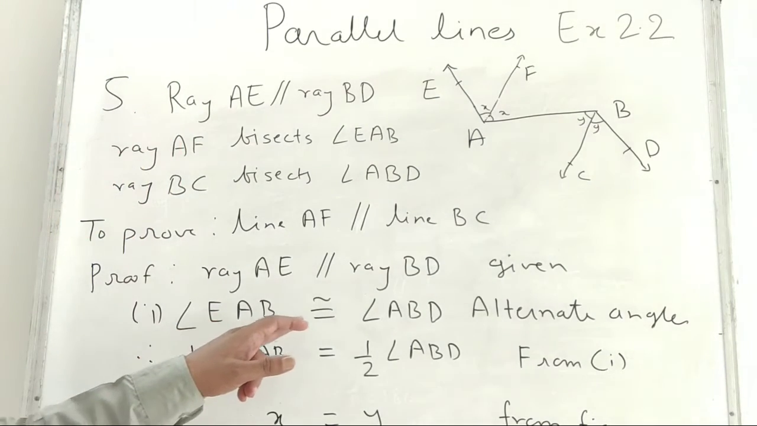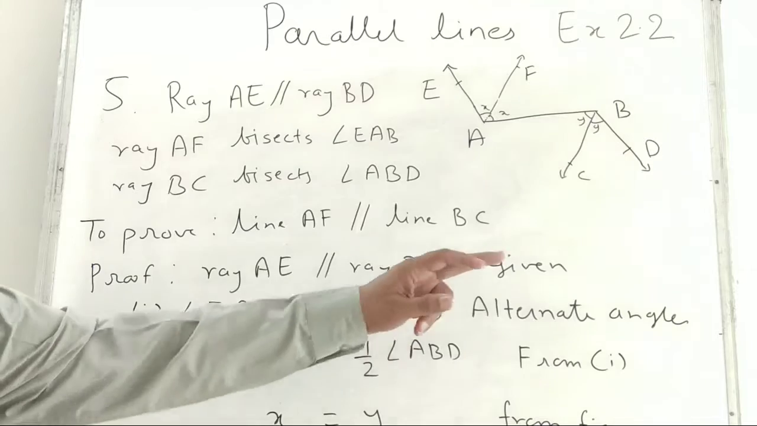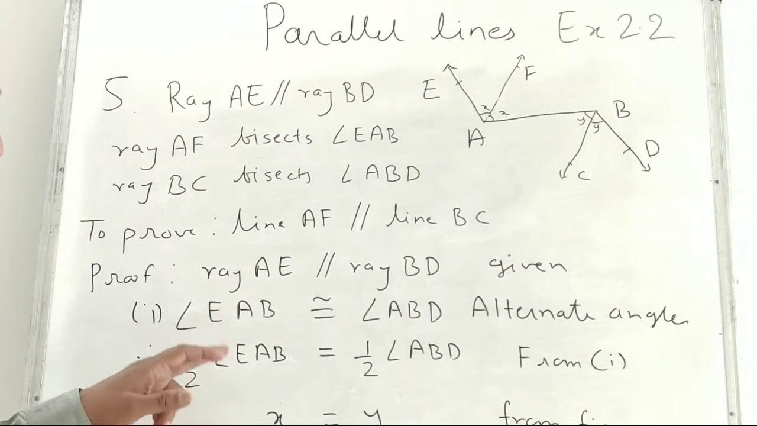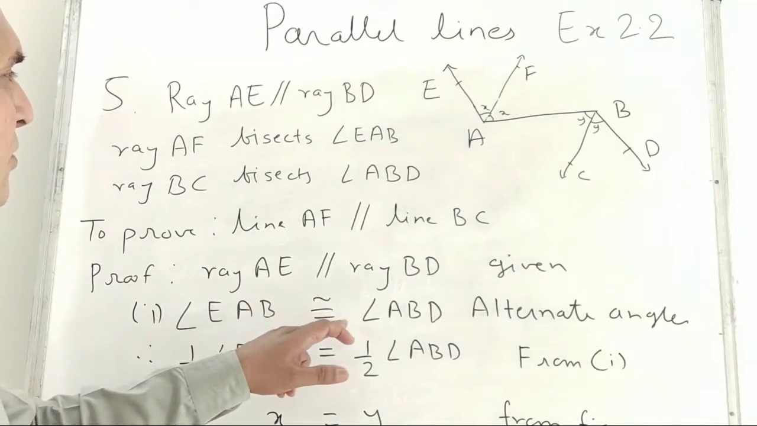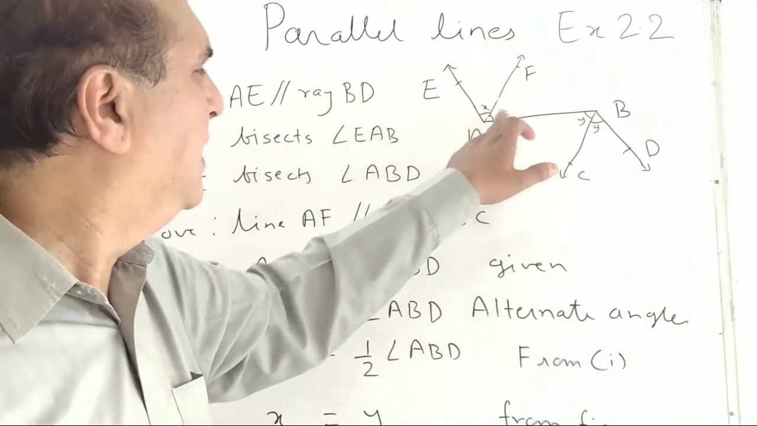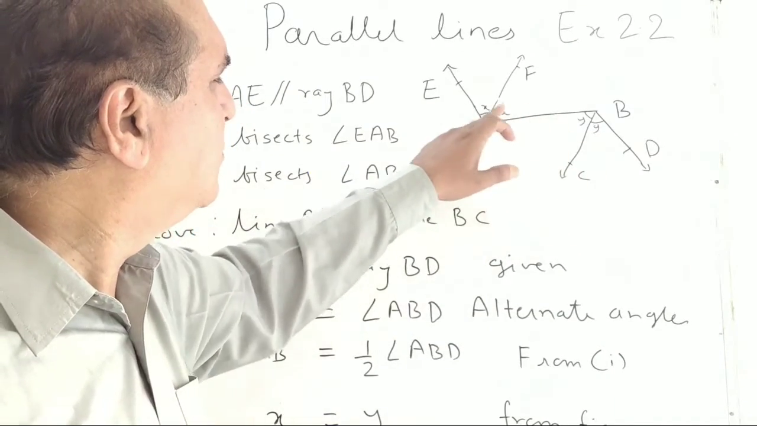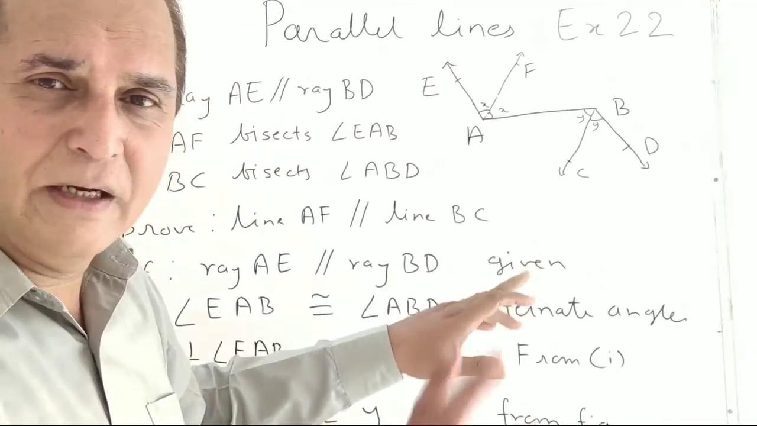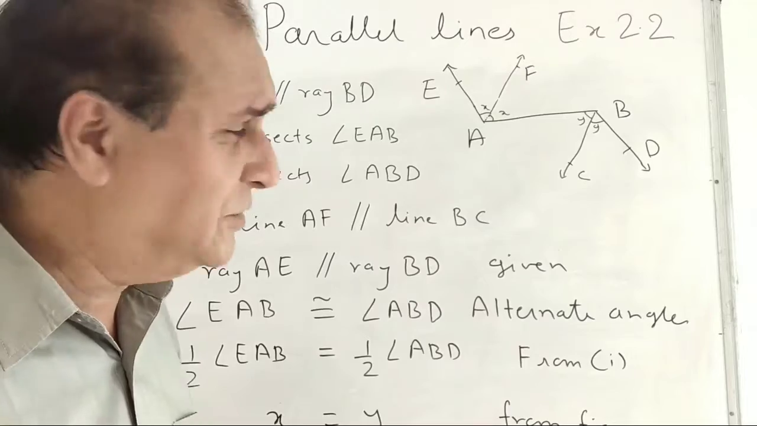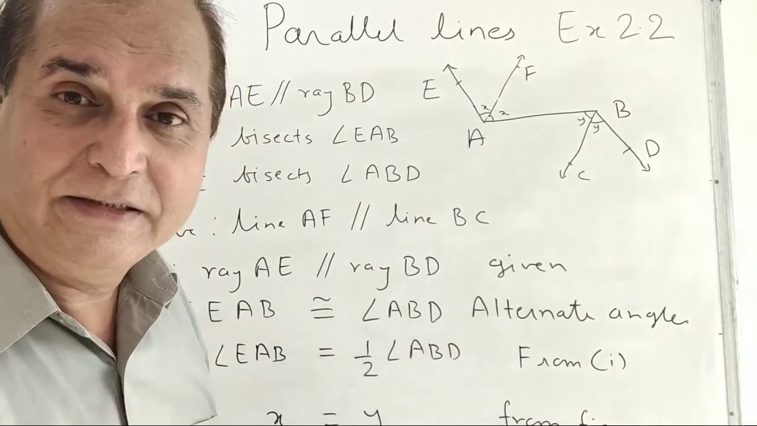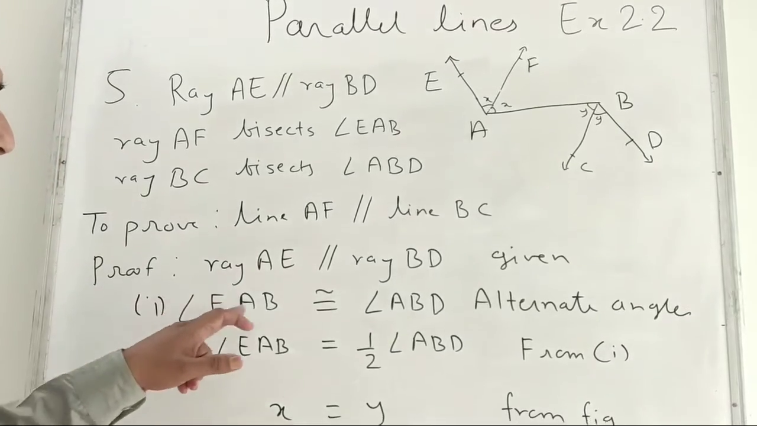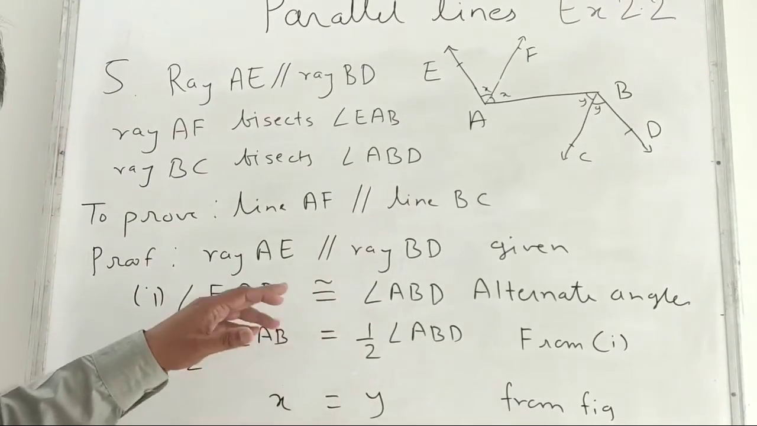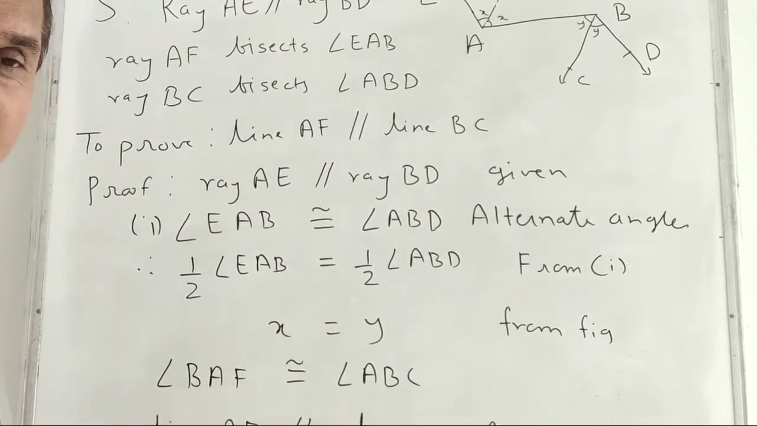Ray AE is parallel to ray BD, given. So if rays are parallel, alternate angles are congruent. So angle EAB is congruent to angle ABD. EAB and ABD, this is the transversal, these are parallel. The figure is like this. Don't get confused. Alternate angles. Understood? If two things are congruent, their halves are also congruent.